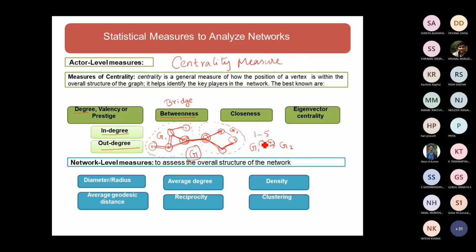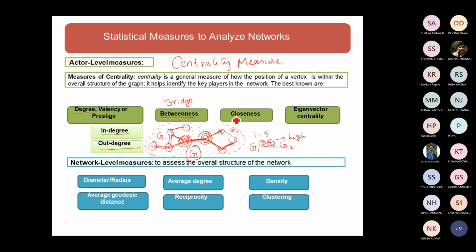3 and 4 are the vertices. So this is 3, this is 4, the vertices through which I have to reach any node. I don't have any other path at all. In such a case, nodes 3 and 4 will have the highest betweenness centrality. That is what I showed you in the last class, how to compute betweenness centrality.